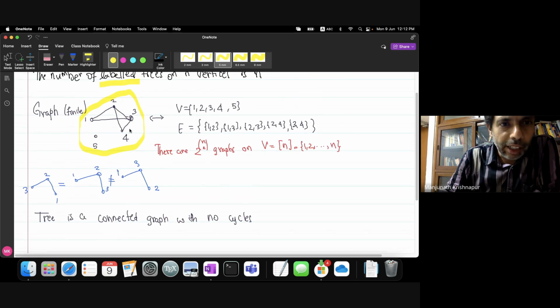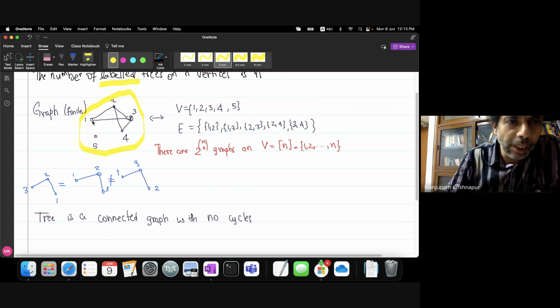So that's what connected means. Connected means you can go from any vertex to any vertex by hopping to neighbors. A neighbor is the other end of an edge. So if you are connected directly by an edge, it's a neighbor. So 1 and 2 are neighbors. So you can go from 1 to 2 and 2 to 4. So 1 and 4 are connected.